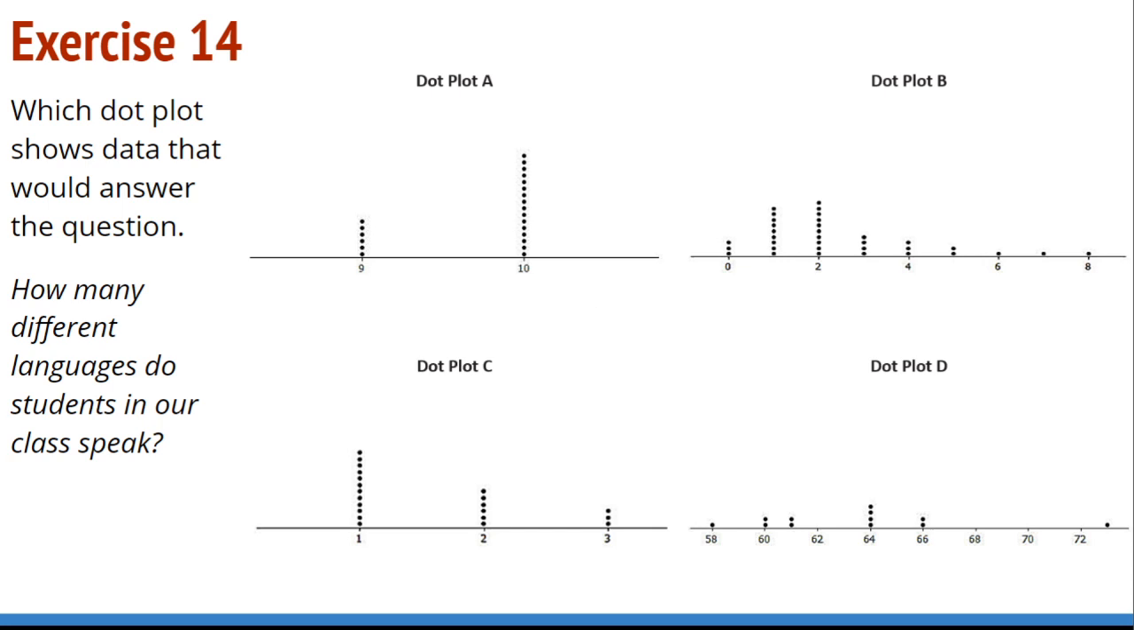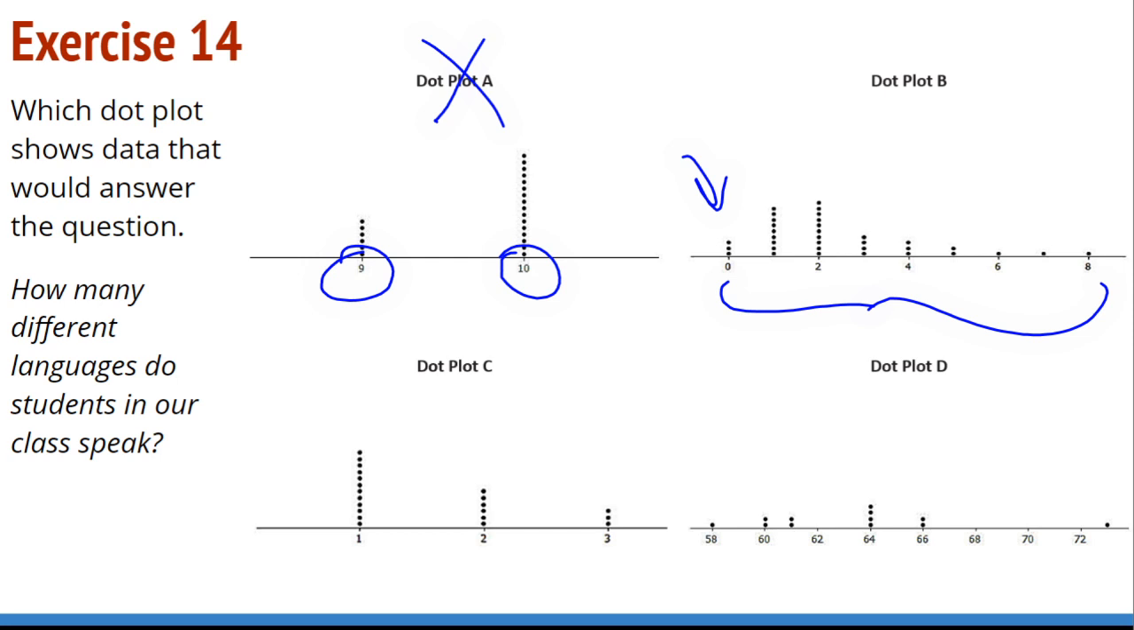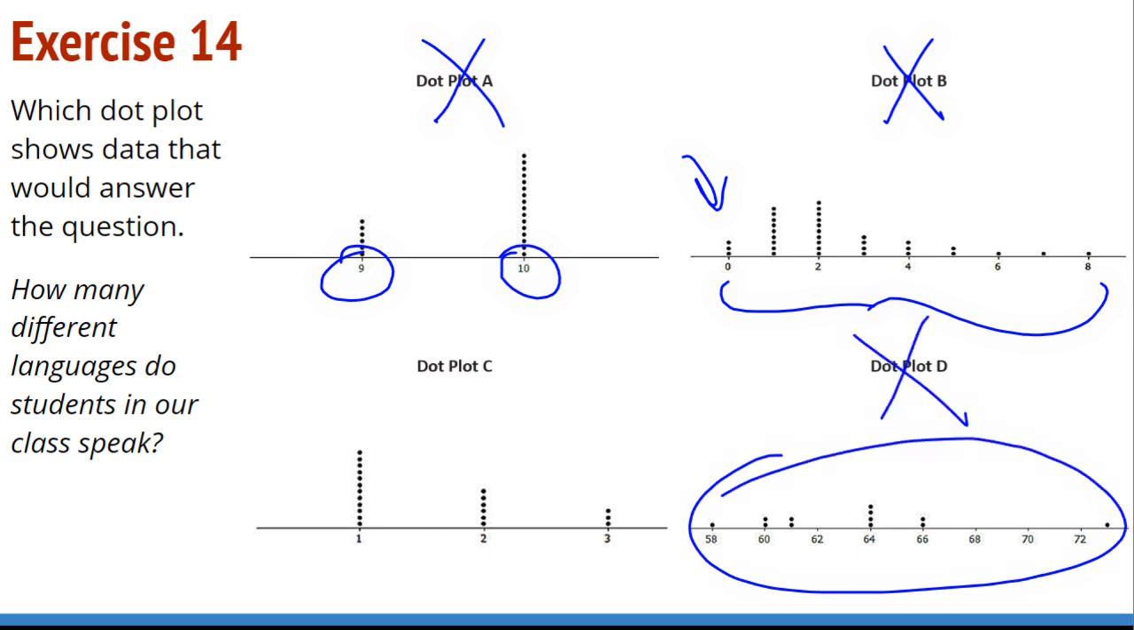How many different languages do students in our class speak? Well, I'm really feeling like 9 and 10 are way out there. I'm feeling like even from 0 to 8, 0, they don't even speak English or a primary language. I'm not buying that one. I'm definitely thinking 58 through 73 doesn't make sense. But the vast majority of the students speaking one language, their first language, some of them speaking a second language, and then a few people who can speak a third language, that sounds realistic.